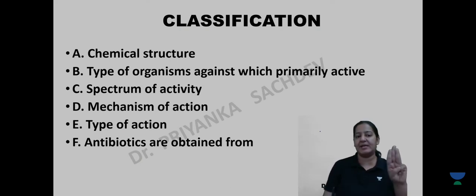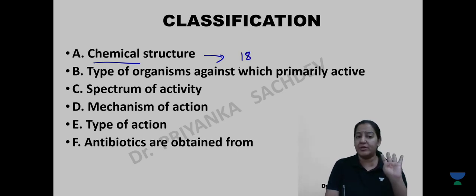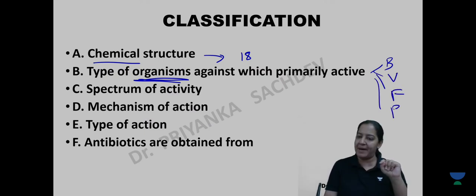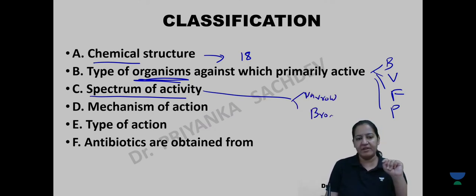Till now, we have seen three classifications. The first is based on chemical structure. We divide the antibiotics into 18 groups. But this classification, I don't recommend you to learn, right? The second type of classification is based on the type of organism against which the drug is active. So it can be antibacterial, antiviral, antifungal, or antiparasitic. The third is based on the spectrum of activity, whether they are narrow spectrum or broad spectrum. We have understood that also.